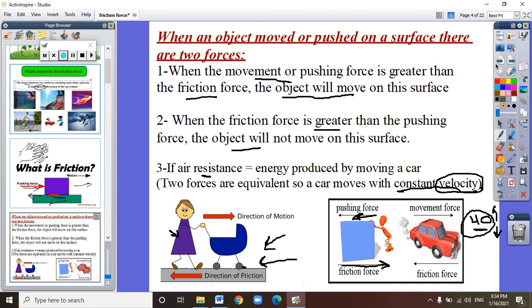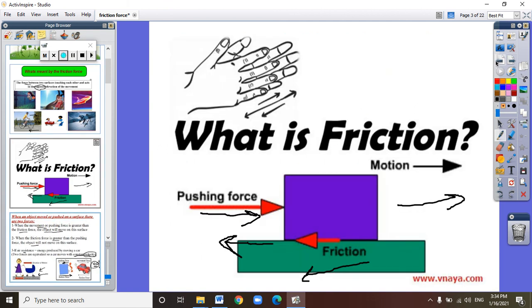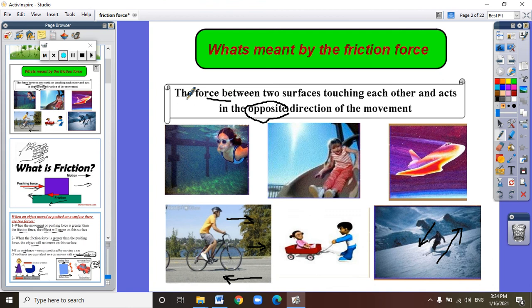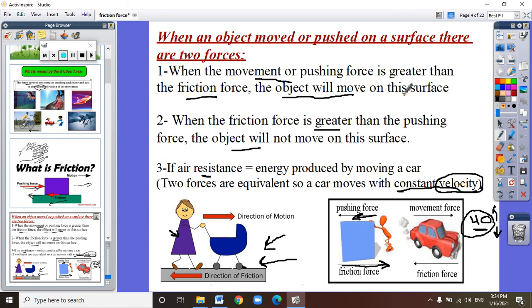So until now, don't forget, we take the definition of the friction force, which is the force between two surfaces touching each other. Very good. And it acts in the opposite direction of the movement. Okay, Primary 5. When the moving force is bigger than the friction force, the body will, very good, move.